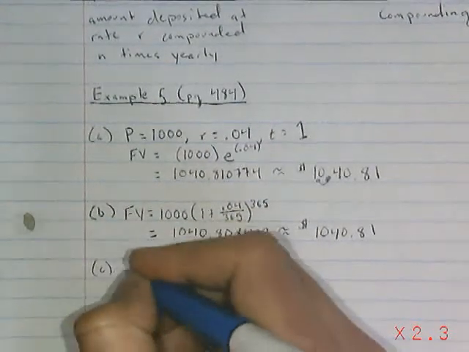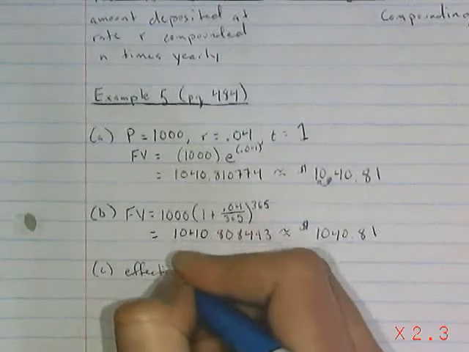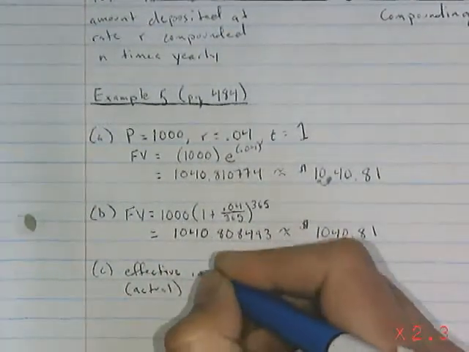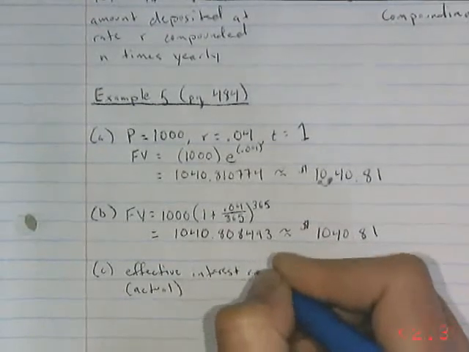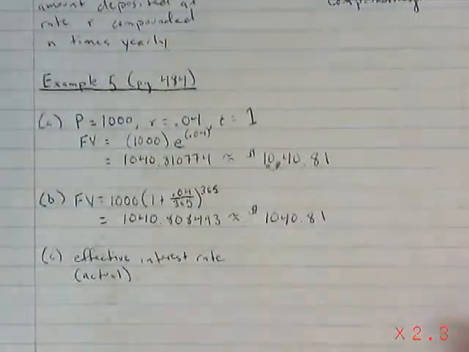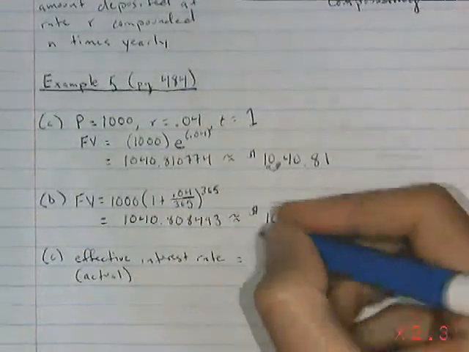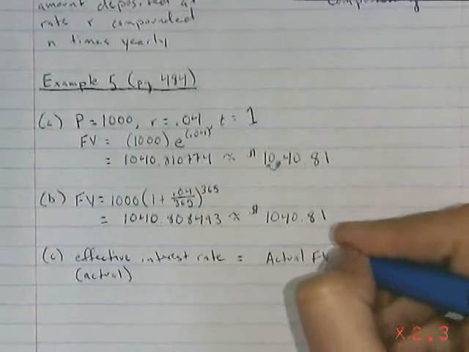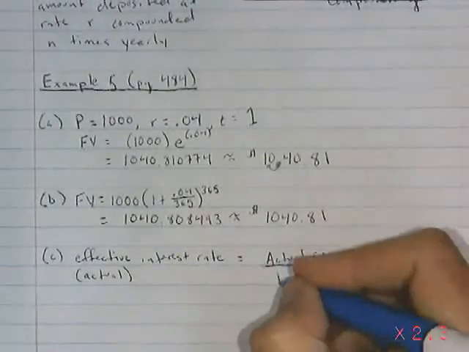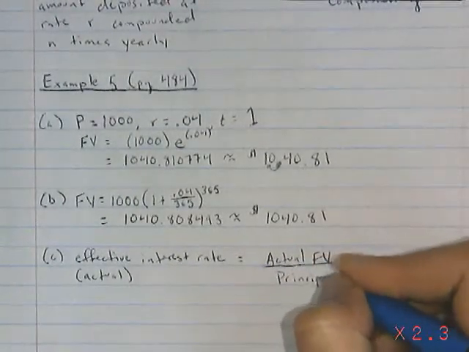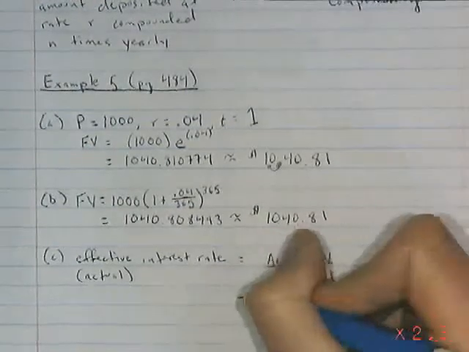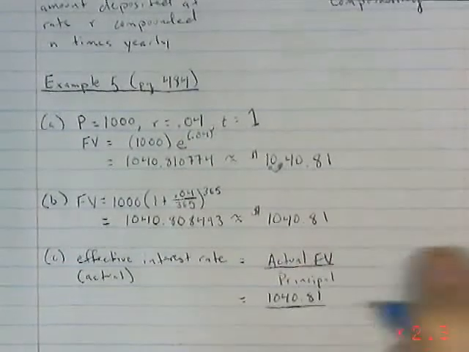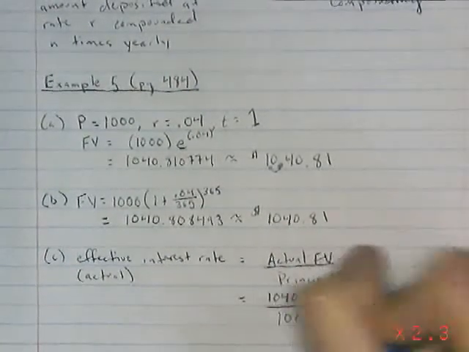And so the effective interest rate just means actual. We're just going to take the ratio of your future value divided by your starting principal, which for us is 1,040.81 divided by our starting amount of 1,000.